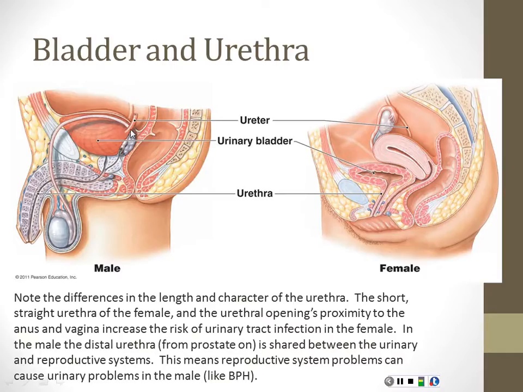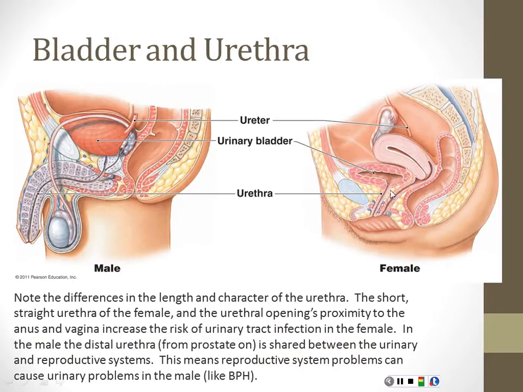And what you don't see in this picture is that the ureter actually connects to the bladder at the bottom. All right, it looks like it connects at the top, but it doesn't. The openings are actually down here in the bottom. I'll explain why that's true in a minute. But the biggest difference you see is the urethra difference.